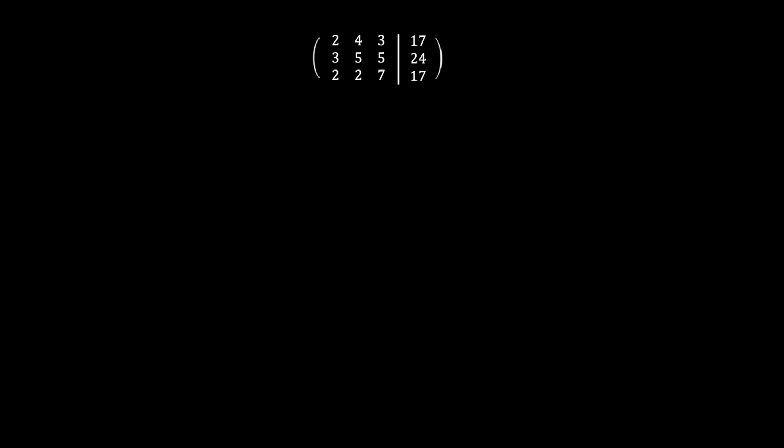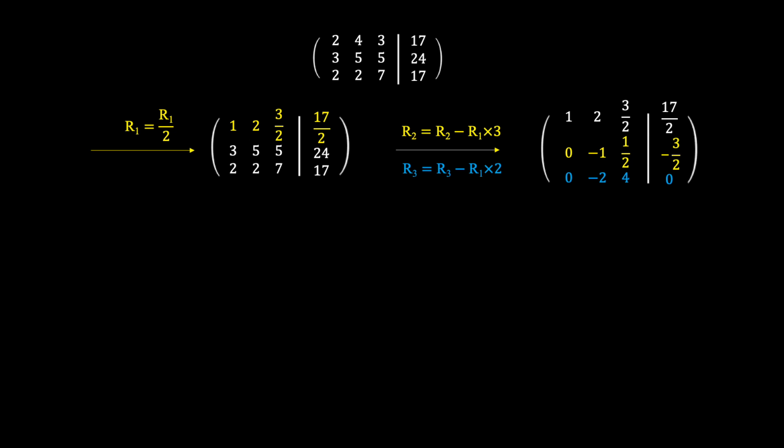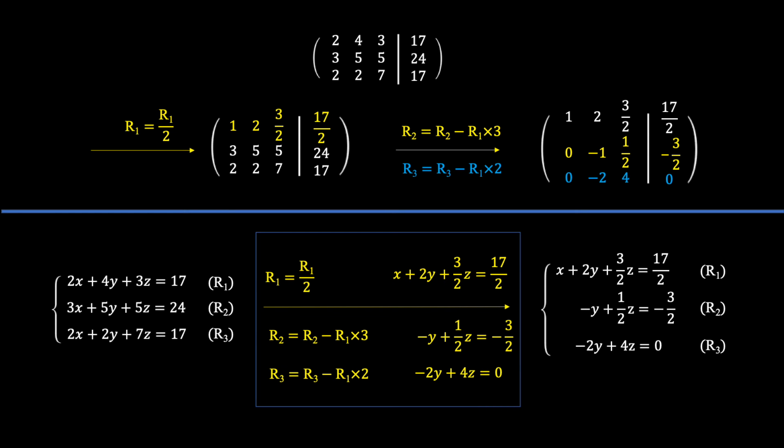Let's compare the first step. Adjusting the coefficient of the unknown x in equation R1 to be 1 and eliminate x from the other two equations. The operation on the augmented matrix is exactly the same as operations on the equation system, except that it looks cleaner.